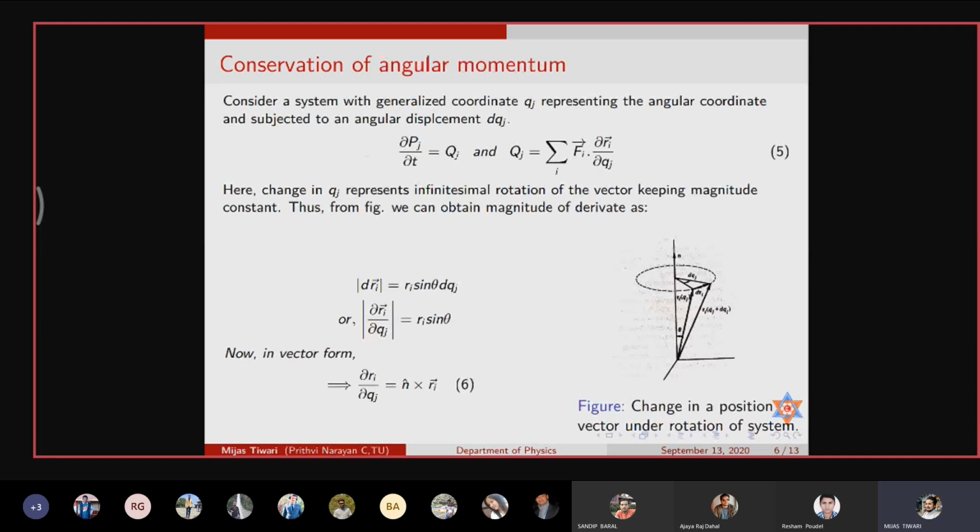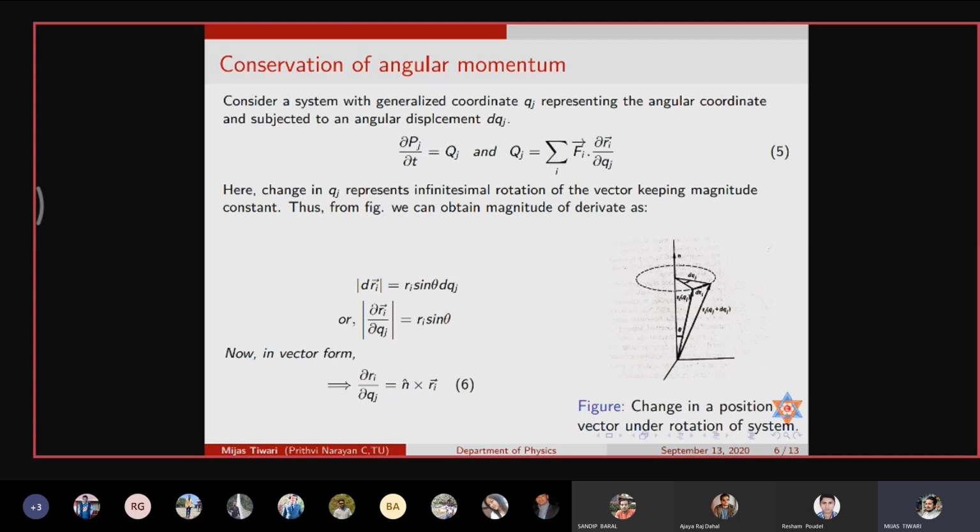Now we are going to prove the conservation of angular momentum using the symmetrical approach. The method is the same. We consider a system with a generalized coordinate qj, and this qj is the angular coordinate. Now we subject it to the angular displacement dqj. Then the torque is given by the first derivative of pj, and qj is the torque, which is given by fi dot del ri by del qj. Here change in qj represents infinitesimal rotation of a vector keeping magnitude constant.